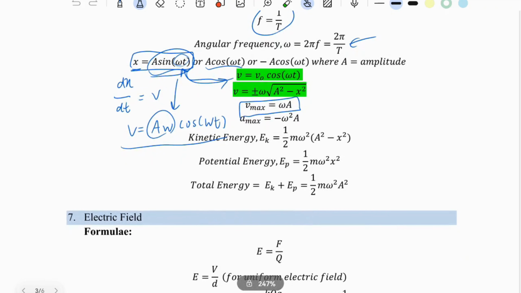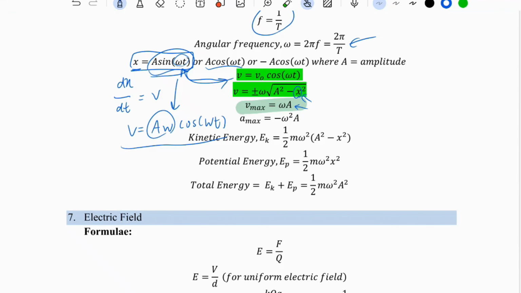Okay, the next one we have is maximum velocity. This one, which I've discussed earlier, is equal to omega times amplitude. Why times amplitude? Because at maximum velocity, where is the position? It is at equilibrium, so that means your x is 0. Because at equilibrium, your x is 0. You're not moving, you're just there. So that is why when you make this 0, you'll get omega multiplied by amplitude.